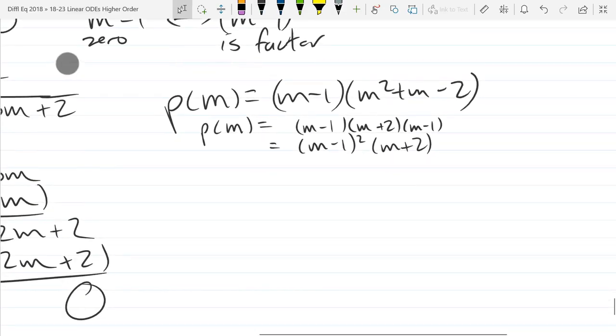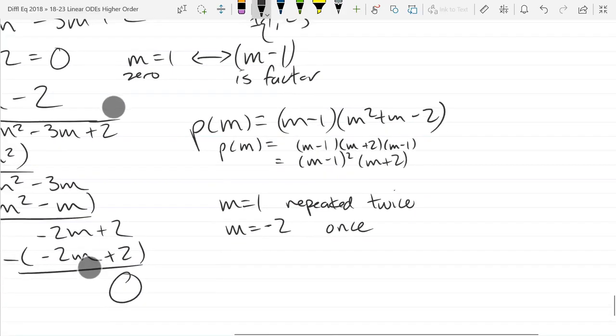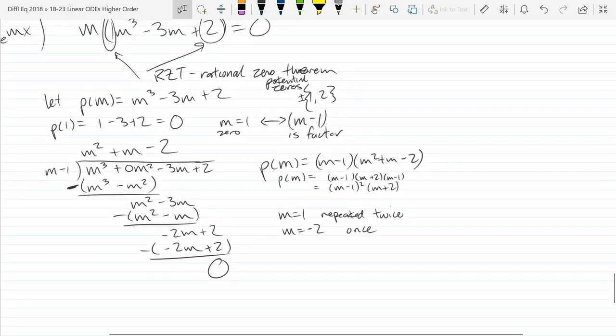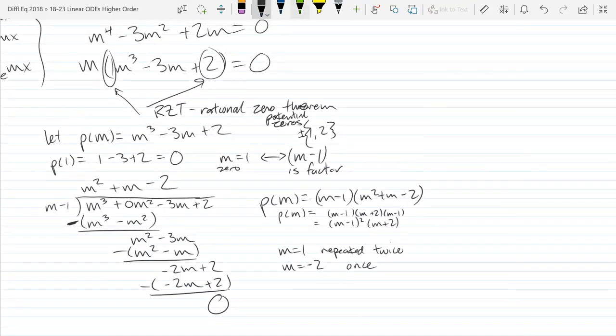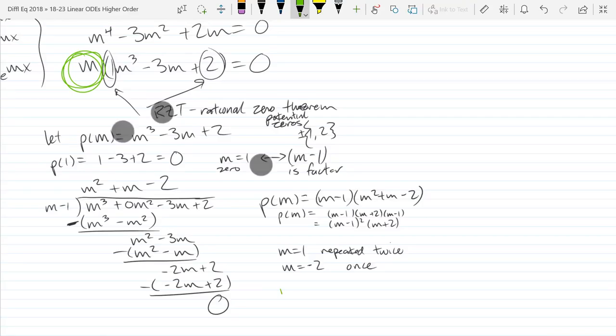All right, so that's P of m. So let's write down all of our m values. We got m equals 1 repeated twice. m equals negative 2, repeated once. What's the other m value? 0. We have to go way up to here, but up there you can see if m is 0, it's also a solution. So don't forget, m equals 0 also appears once.